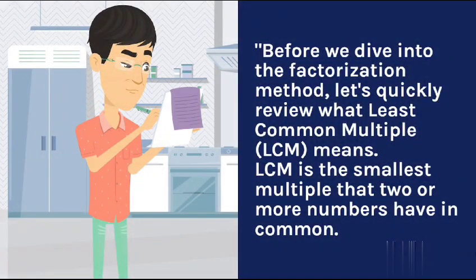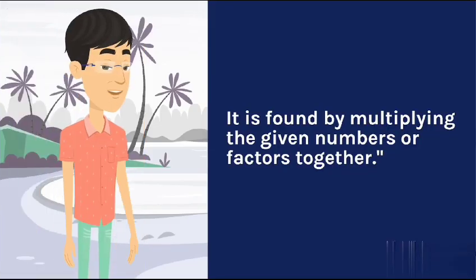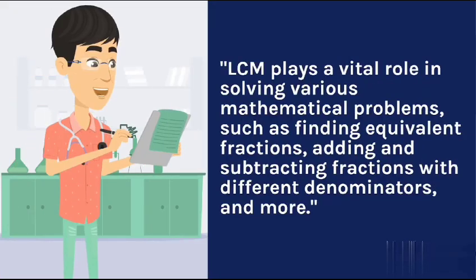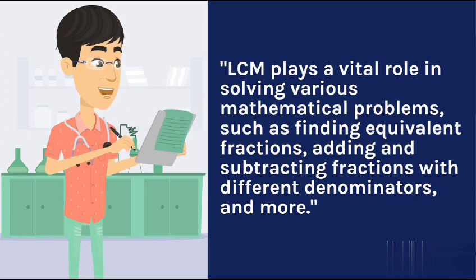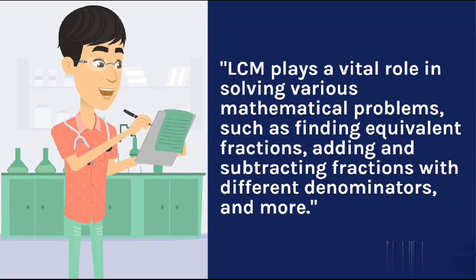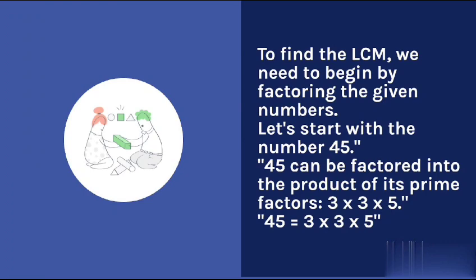Before we dive into the factorization method, let's quickly review what least common multiple, LCM, means. LCM is the smallest multiple that two or more numbers have in common. It is found by multiplying the given numbers or factors together. LCM plays a vital role in solving various mathematical problems, such as finding equivalent fractions, adding and subtracting fractions with different denominators, and more. To find the LCM, we need to begin by factoring the given numbers.